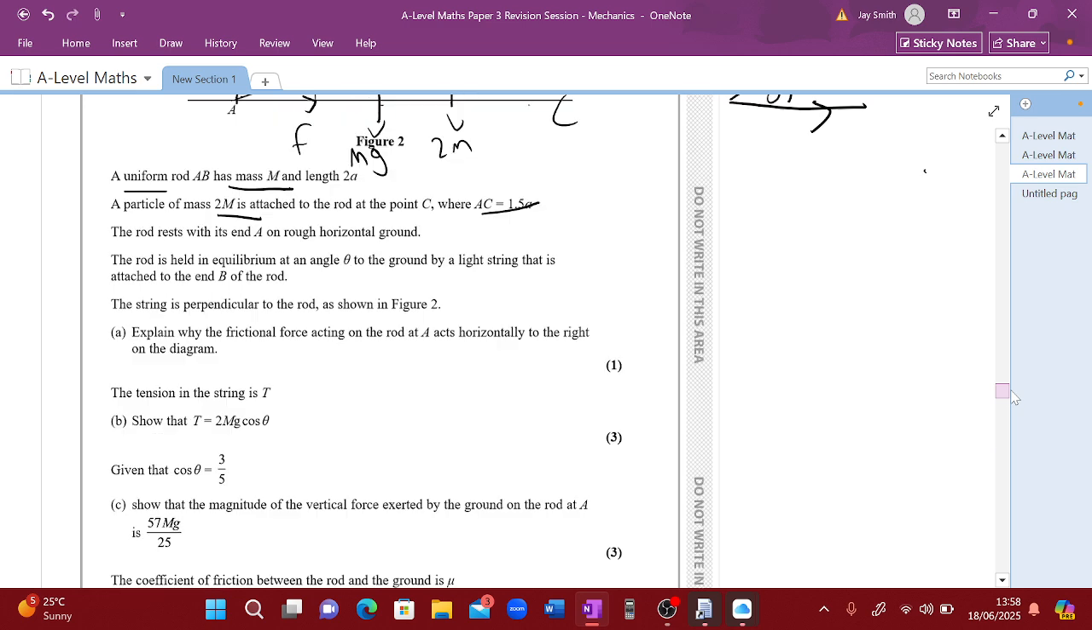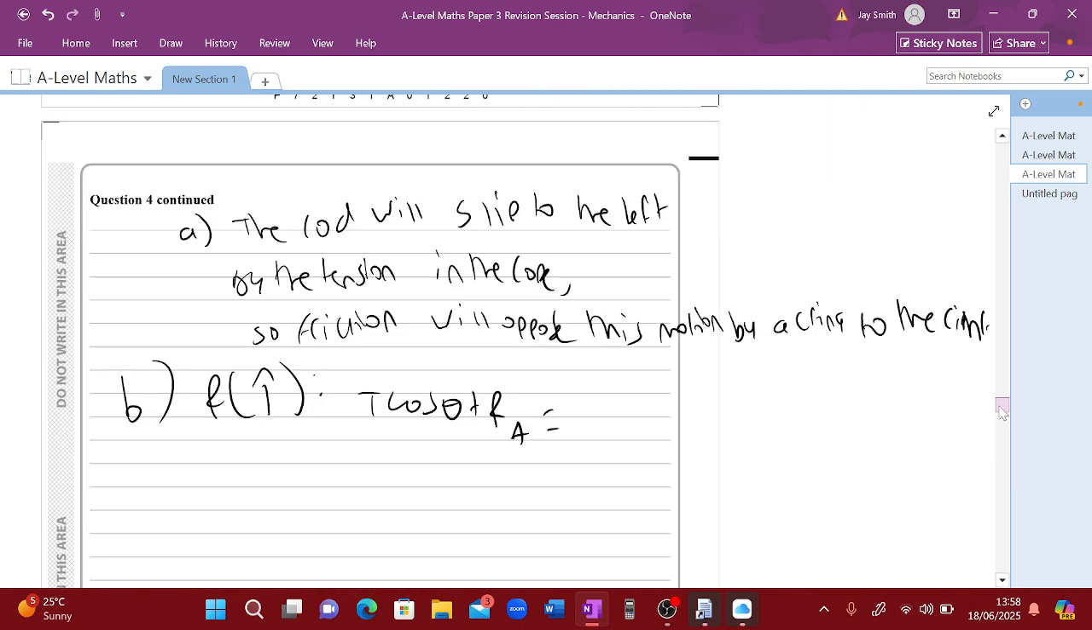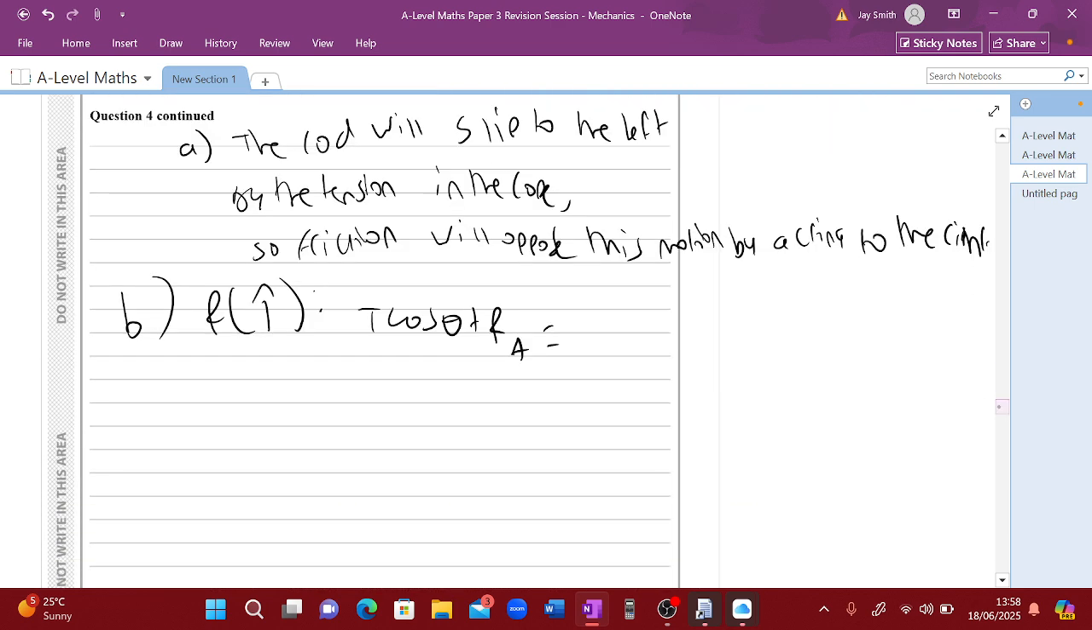What's going down? Well, the masses, aren't they? And this will be 2mg, I forgot to say. What's acting downwards is just these masses here, the mg and the 2mg, the weights, right? The mg and the 2mg. And in total, that'd be 3mg.